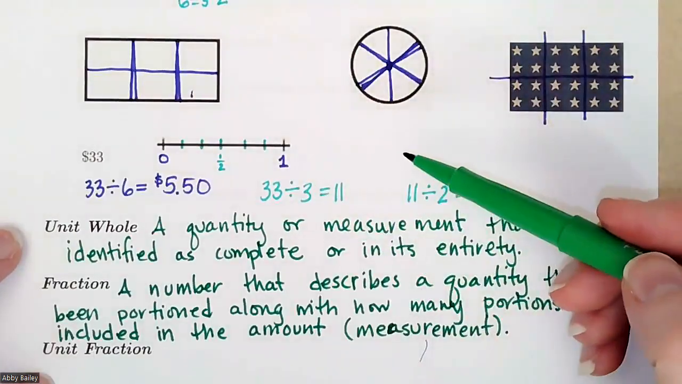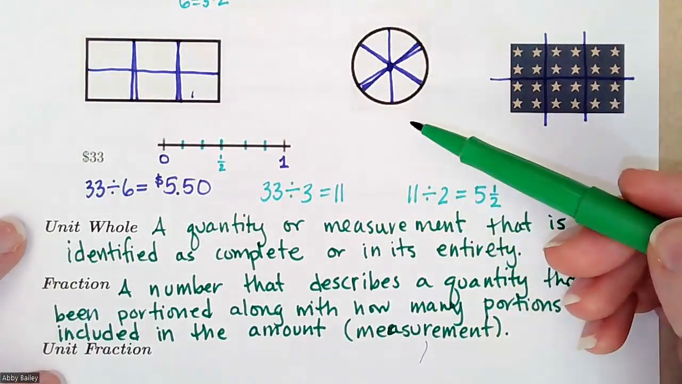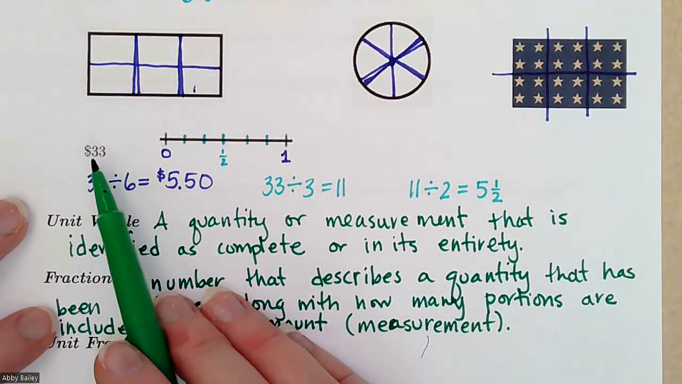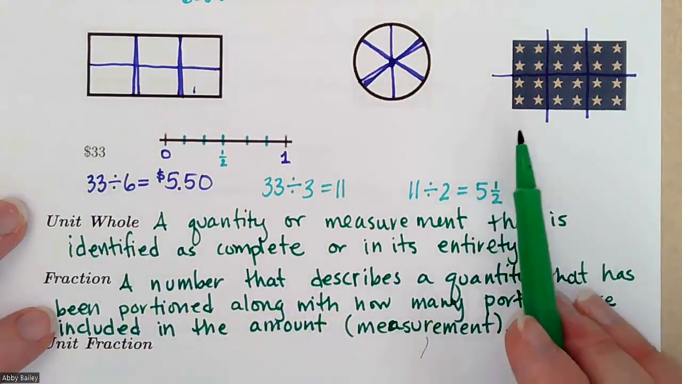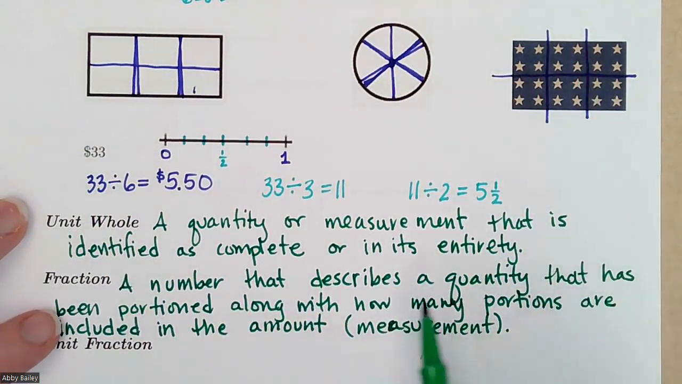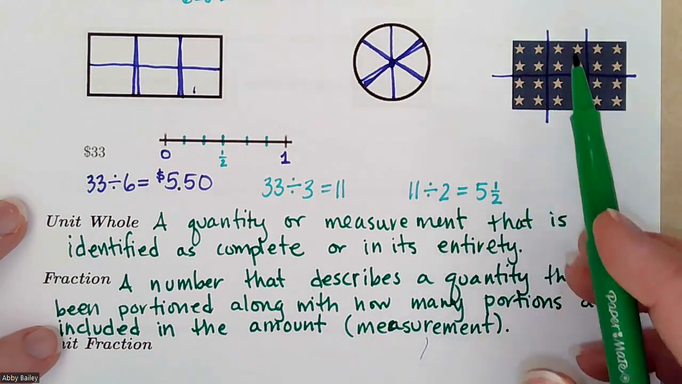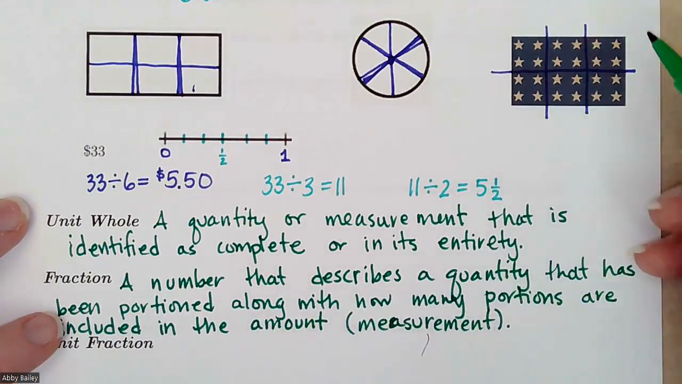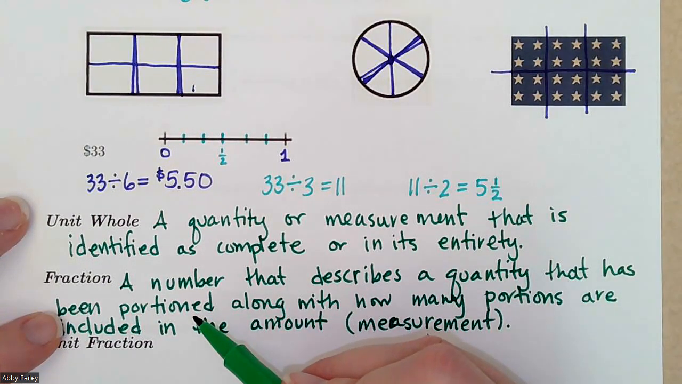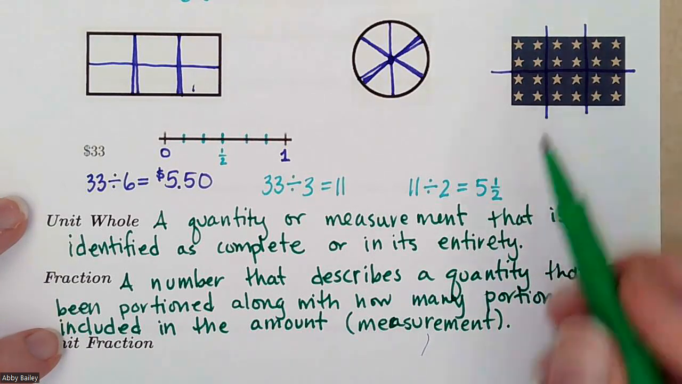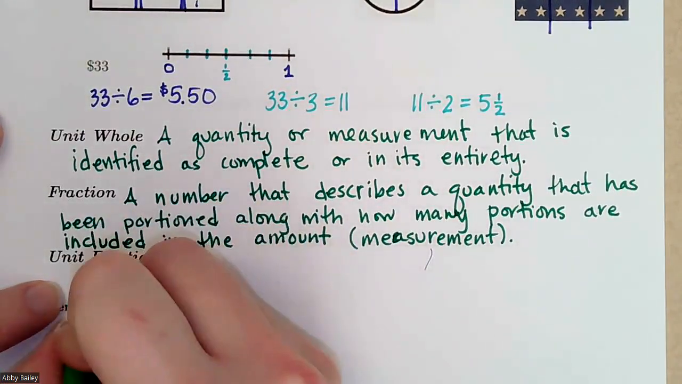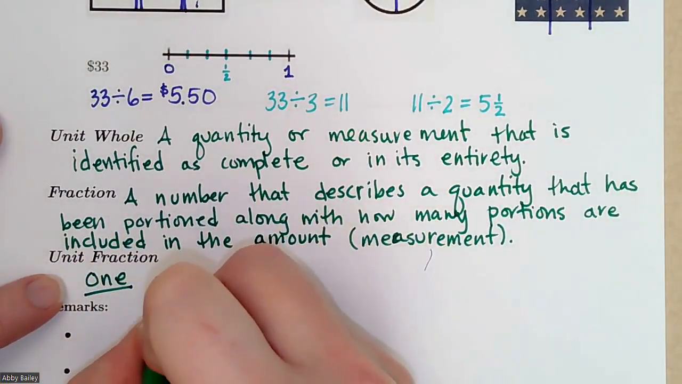So up here, we didn't make any fractions, but if I were to say 1/6, it describes a quantity that has been portioned. So if I think about 1/6 of these stars, there's the quantity that has been portioned, along with how many portions? 1/6. So this quantity has been portioned into 6 equal parts. And how many parts? I want 1 part out of the 6. And that's our measure. A unit fraction is 1 portion of the whole.